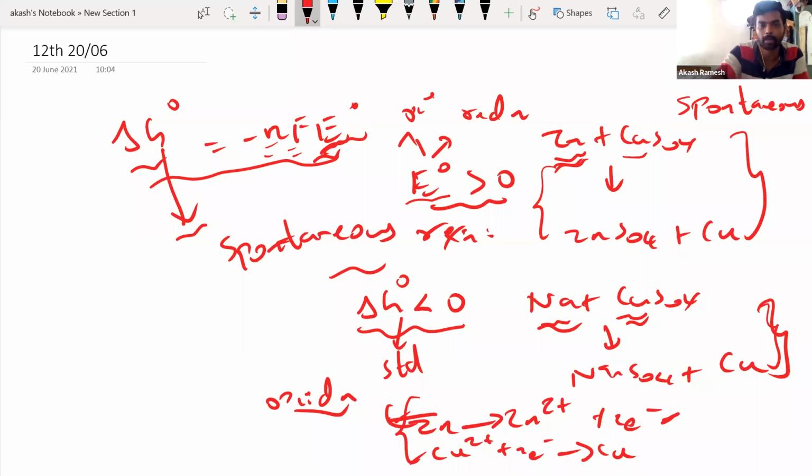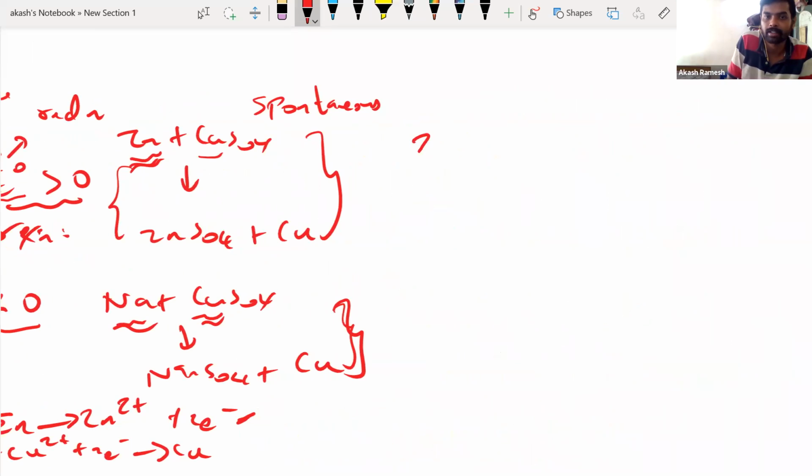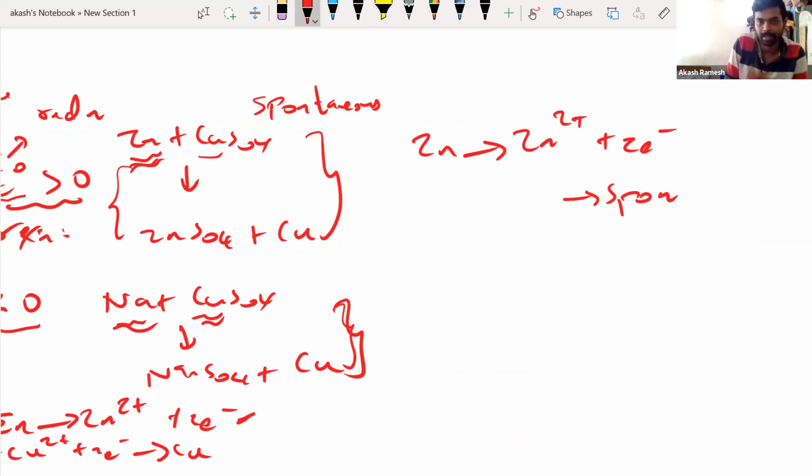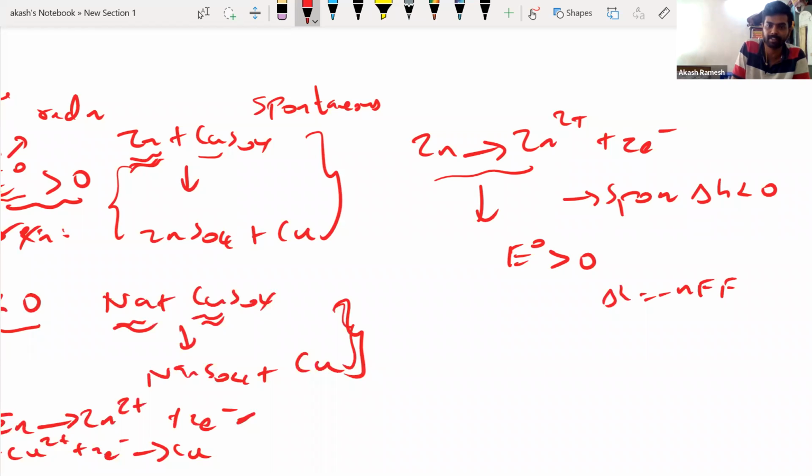Right. So for this, maybe I'll write it separately. I have zinc becoming Zn2+ by losing electrons. I am telling you that this reaction is spontaneous. Obviously, if it is spontaneous, delta G naught or delta G should be less than 0. If I want delta G to be less than 0, if I take some potential here, E naught, this E naught should be greater than 0. Delta G is equal to minus nFE, or delta G naught is equal to minus nFE naught. Now I want this E naught to be greater than 0, only then will delta G be negative.